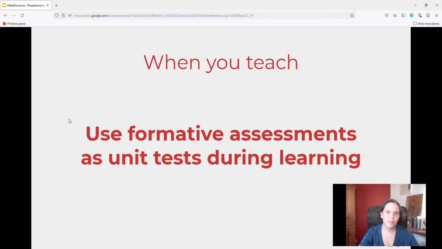Our next rule is that we use formative assessment as unit tests during learning. We need to check for learning as we are teaching. This formative assessment has to be quick and has to have diagnostic power. It tells the instructor whether they can move on or not, and if not, why not? What part of the lesson needs to be explained again? And it gives learners a way to check that they actually understand something, because it is easy to believe you do until you try to use your knowledge.